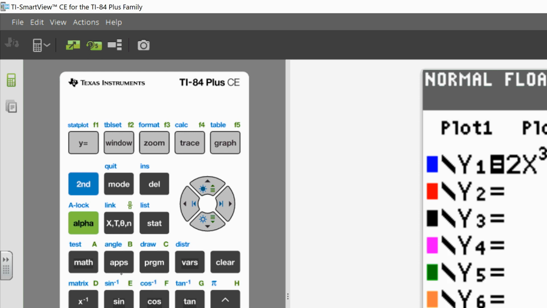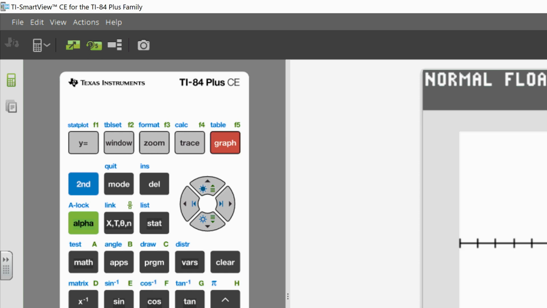For cubes or anything greater than 2, we can use what I call the little caret key, the button above the division key, to do powers. Whenever you do that, make sure to arrow over out of the exponent, because it's very easy to forget, and then type the rest of the equation. Any questions on how we got this typed in? No? And then we hit graph.